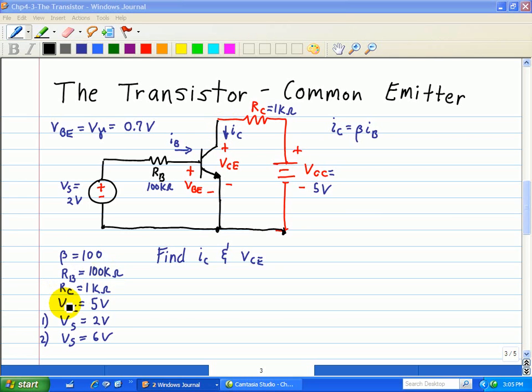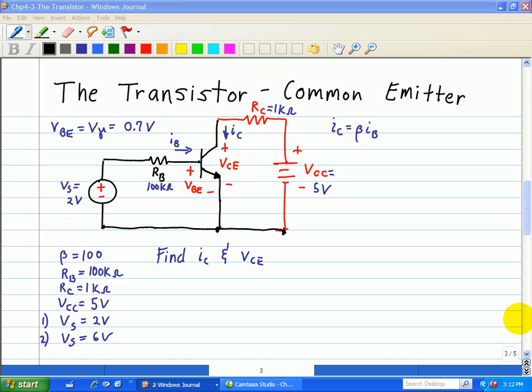We're supplying a voltage to this transistor of VCC of 5 volts, and Vs is equal to 2 volts for the first case, and in the second case Vs is equal to 6 volts. We also note here that VBE, the base emitter voltage, is equal to V gamma, which is equal to 0.7 volts. Given these parameters, we're asked to find the collector current IC and the voltage across this transistor between the collector terminal and the emitter terminal, or VCE.